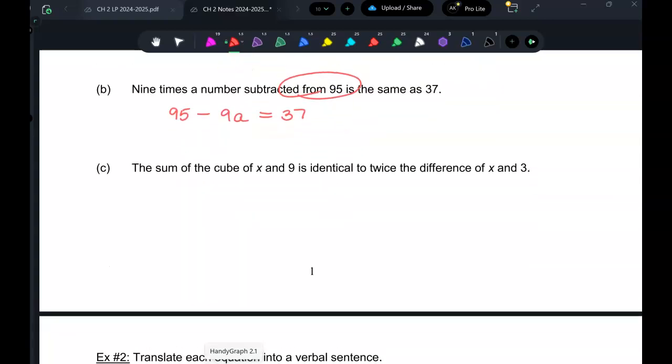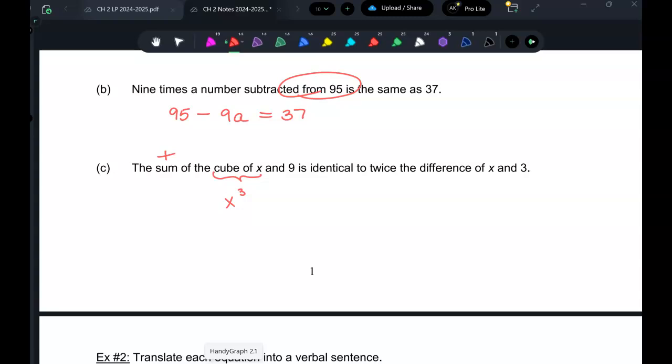Okay, Kobe, the sum of the cube of x and 9 is identical to twice the difference of x and 3. So the sum is equals, right? No, the sum is plus. Oh, plus. Okay. The line below is equals. What does cube of x mean? Oh, like x cubed. Like x and then a little 3.